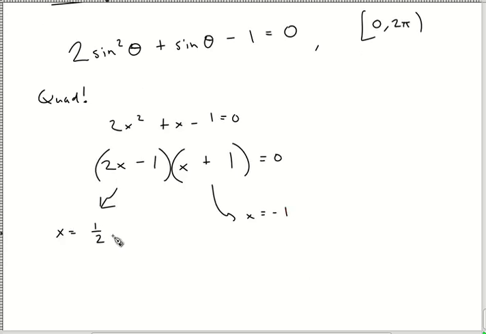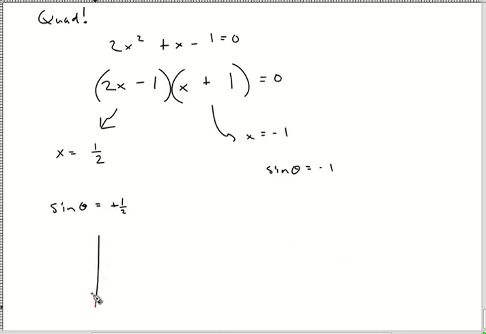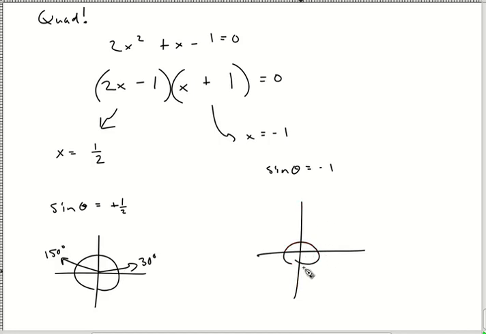But the thing is that it wasn't x, it was sine. So I'm saying sine of theta is equal to a positive 1/2. And sine of theta is equal to -1. Now, where do these happen? I'm looking for the y value that's a positive 1/2, and that's going to be over here at 30 degrees, and over here at 150 degrees. On this side over here, my sine is a y value straight down at 270, I guess.